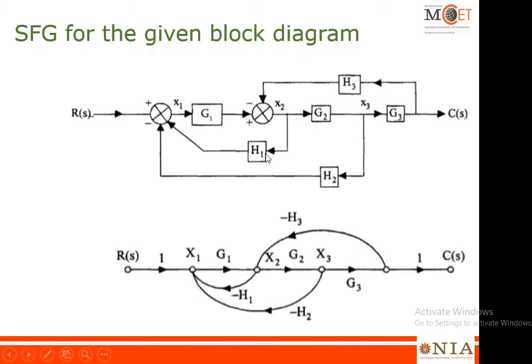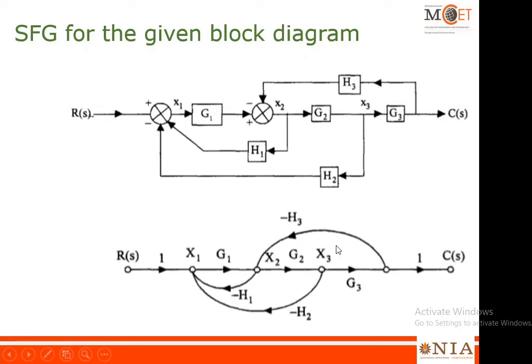Now let us see from which place to which place the gains are there. So between x1 and x2 it is g1. From x2 to this point it is minus h1. Since it is negative feedback, we are going to write minus h1. And what else? From this point x3 you have to move to x1 with minus h2, because it's negative feedback, so it is minus h2. And from this point you go back to x2 through minus h3.